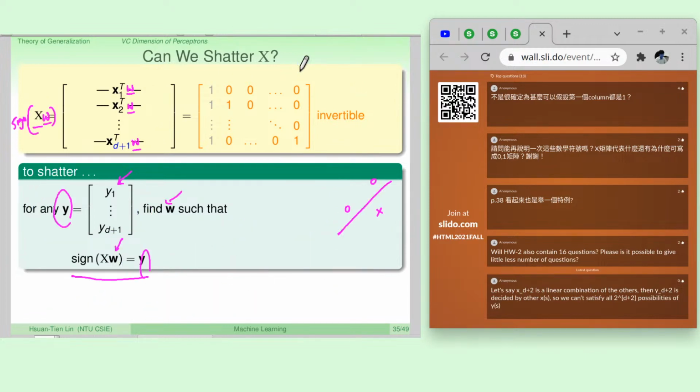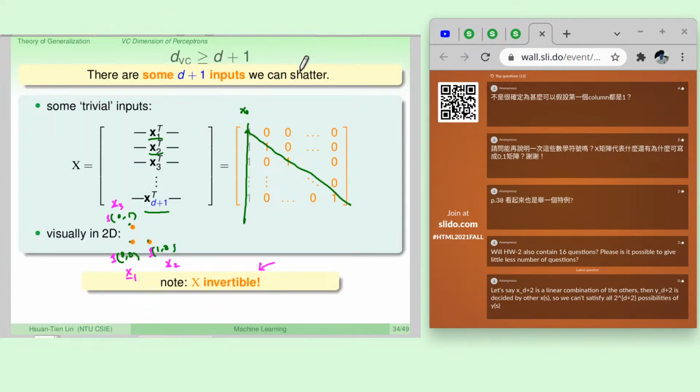And this construction has its physical meaning that it looks like something, a very particular triangle in 2D. And visually, it can tell us that it seems to be easily invertible. Of course, you can try to prove that.